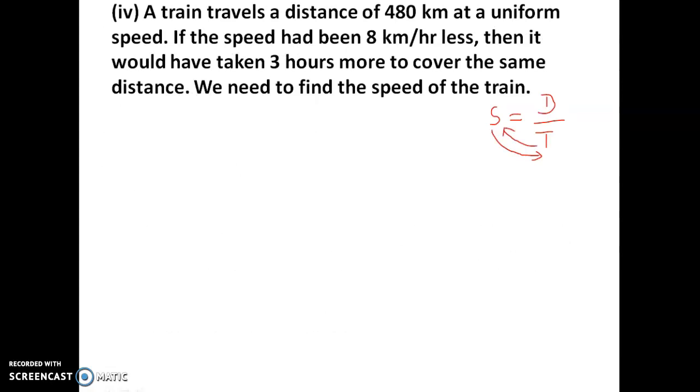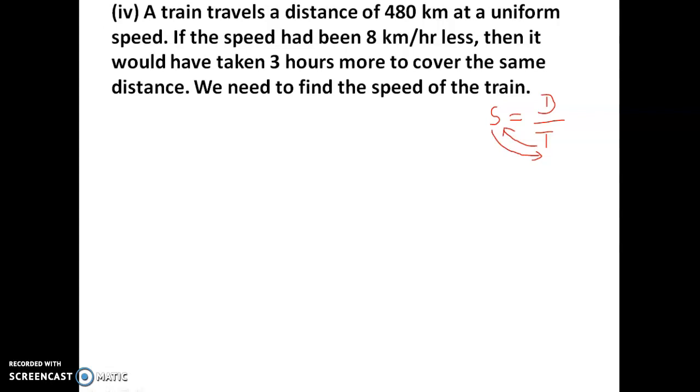Then next problem. A train travels a distance of 480 kilometers at a uniform speed. If the speed had been 8 km per hour less, then it would have taken 3 hours more to cover the same distance. We need to find the speed of the train. So one train is traveling the distance between the source and destination, that is 480 kilometers, at a uniform speed. This is the first given data.